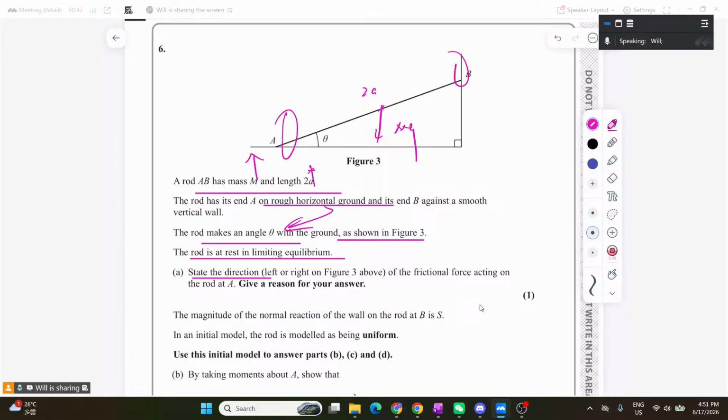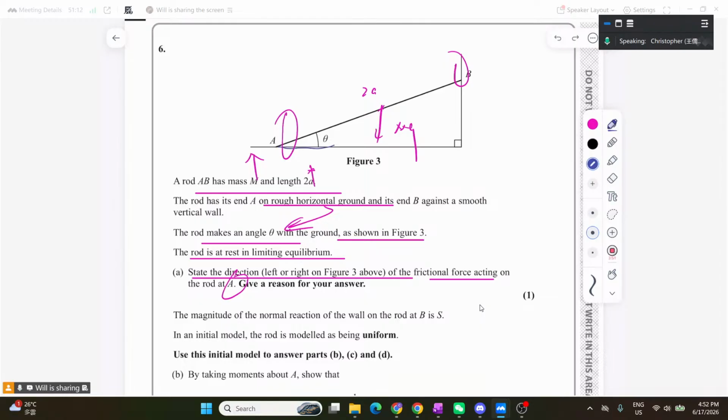First one, state the direction of the frictional force acting on A. Okay, the direction is what? On A. The friction is left or right? Right. It's left or right? Right. Why is the direction right?